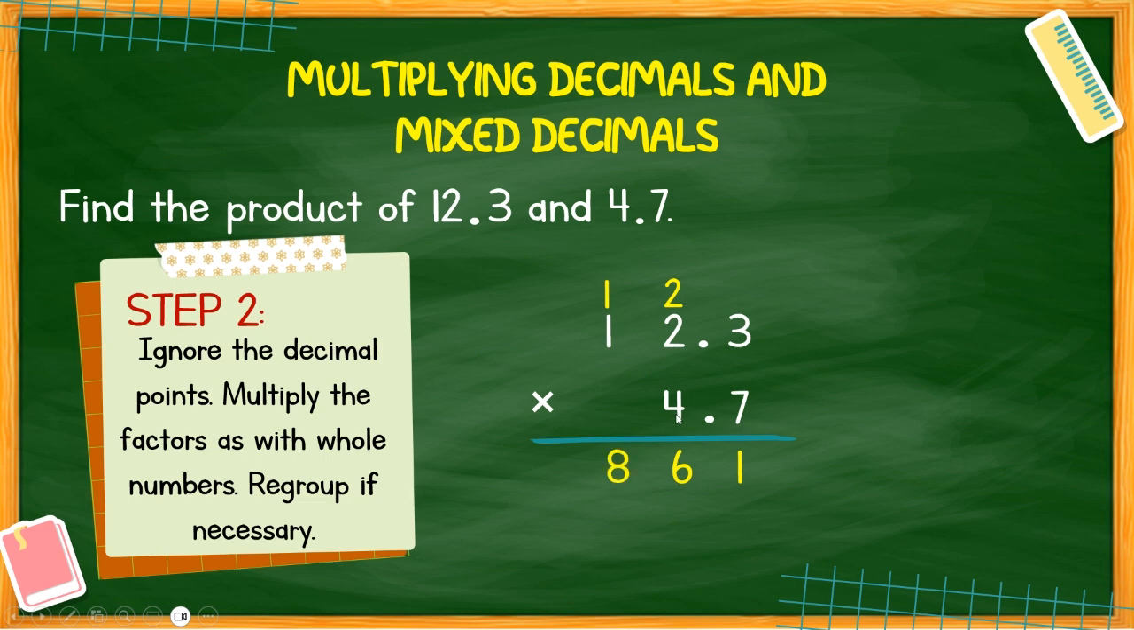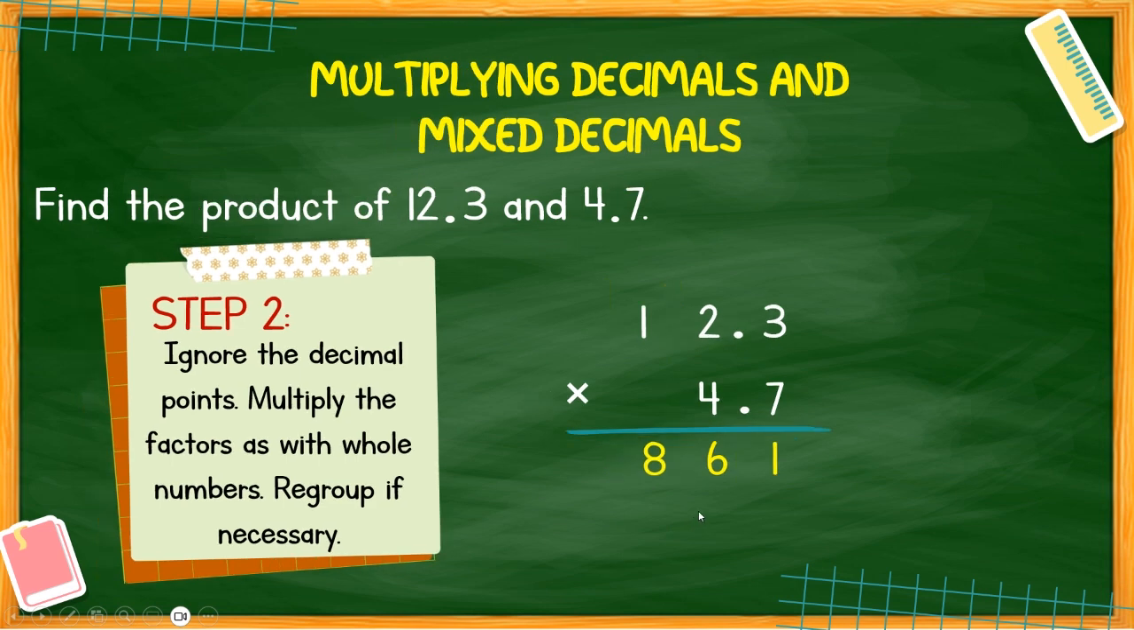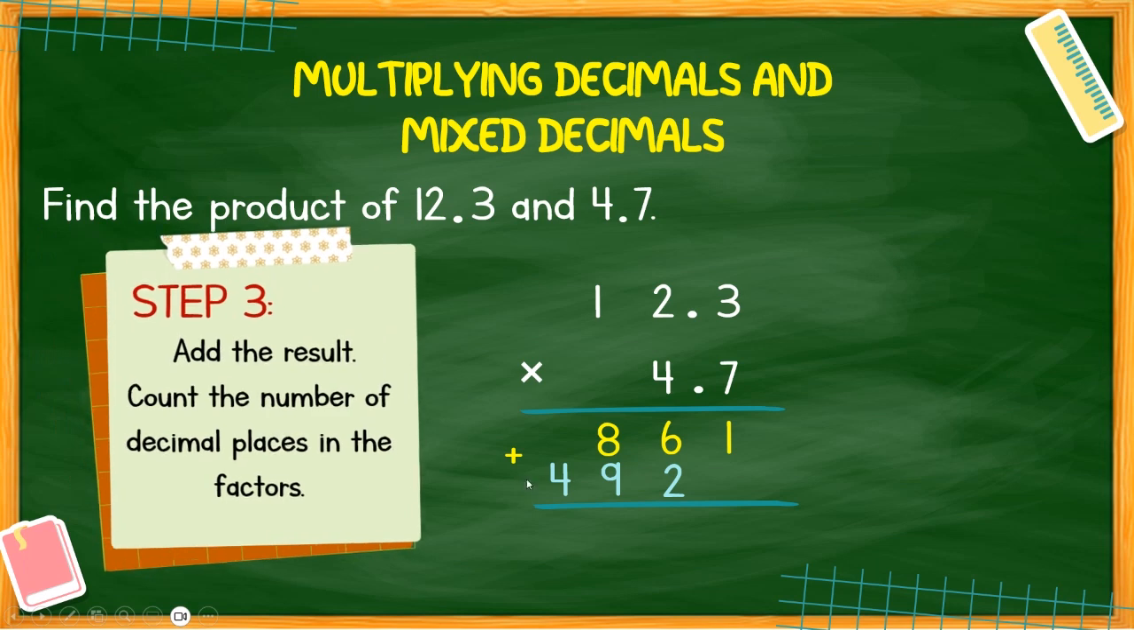And then 4 times 3, the answer is 12, regroup 1. And then 4 times 2, the answer is 8 plus 1, the answer is 9. And then 4 times 1, the answer is 4. And then proceed to the addition process. So this will be step number 3.